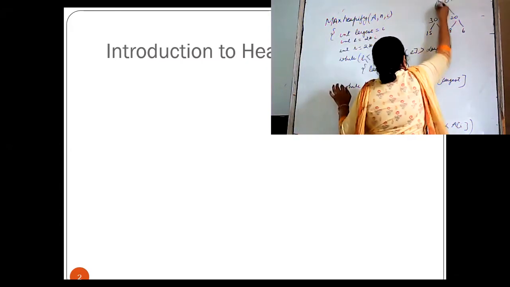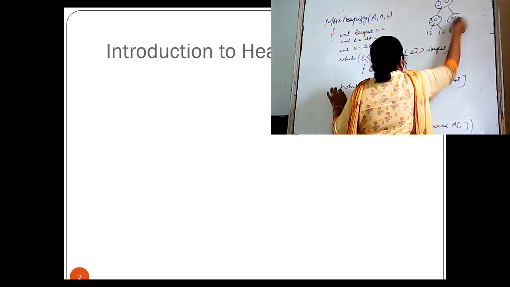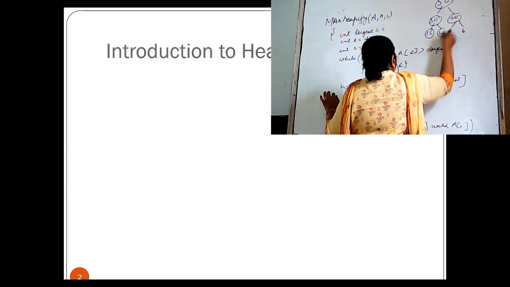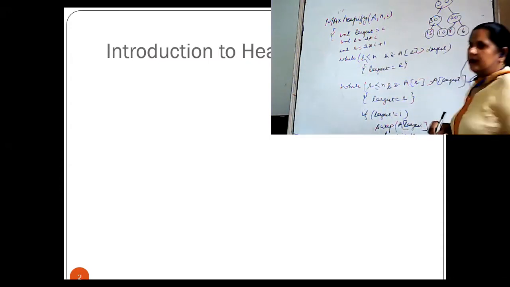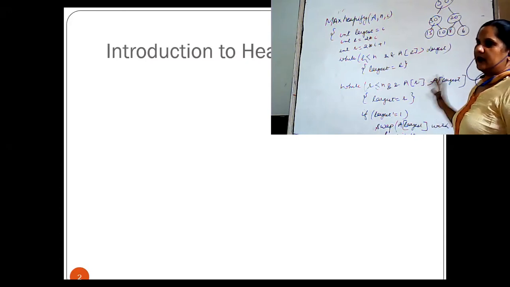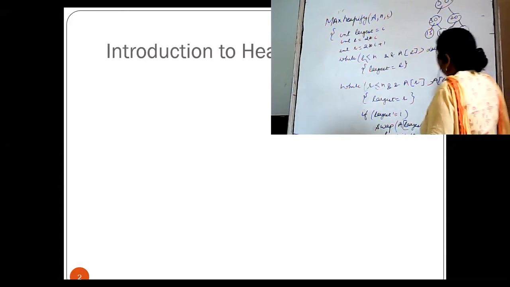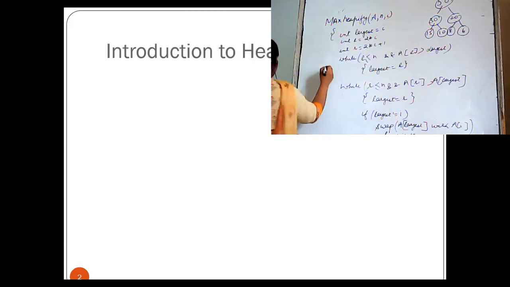So this is the tree which is given to me: 50, 30, 20, 15, 10, 8, and 6. Okay. So how will this algo work? We have to take first this tree into the consideration, that is 20, 8, and 6.